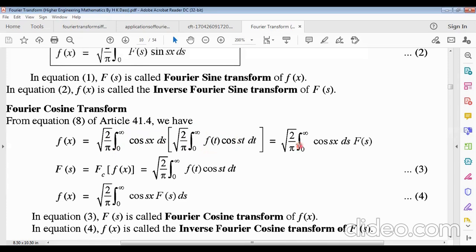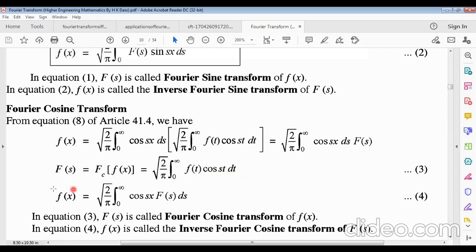Now, also just arranging, we get F of s. F of s equals to this one, within the third bracket. This is the Fourier cosine transform of f of x. See, this c suffix is used to represent the cosine. Fourier cosine transform of f of x equals root over 2 by pi, integral 0 to infinity f of t cos st dt. This is equation number 3.